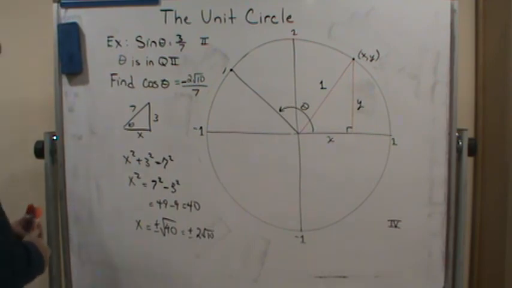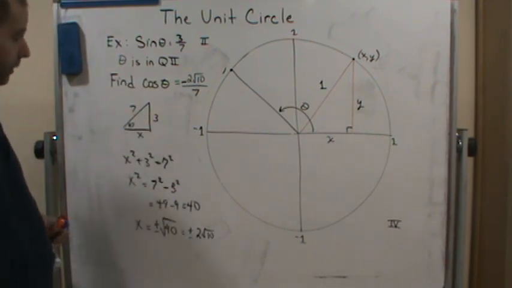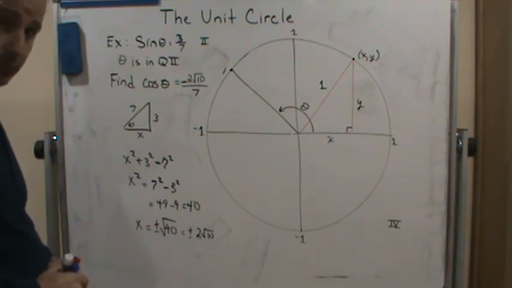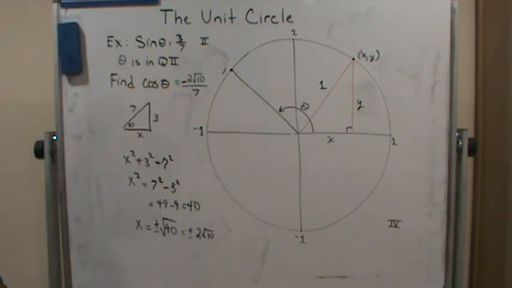Okay, so this way was using the Pythagorean theorem. The other way was using the Pythagorean identity. Just thought that was interesting.